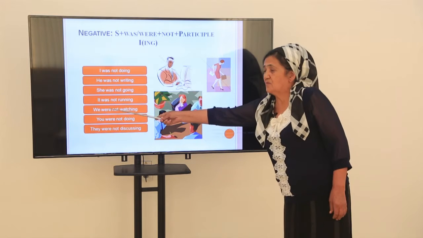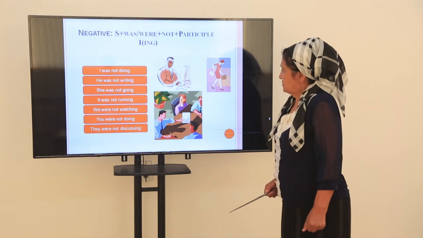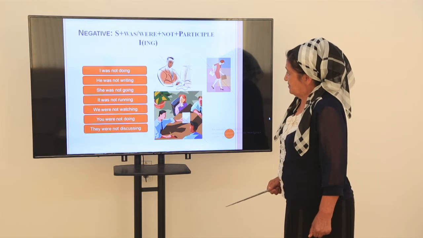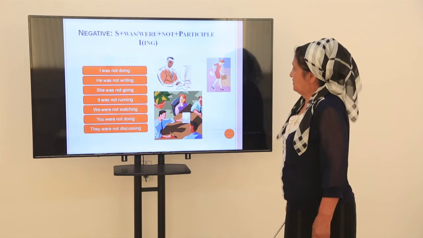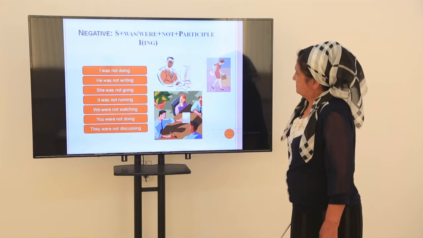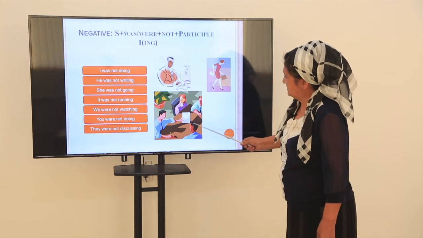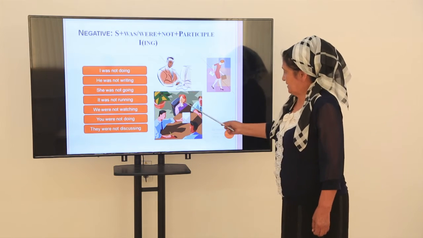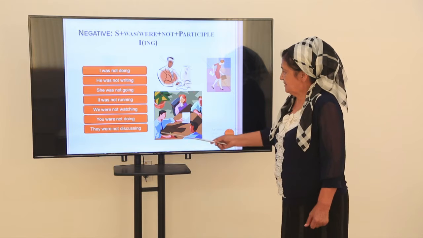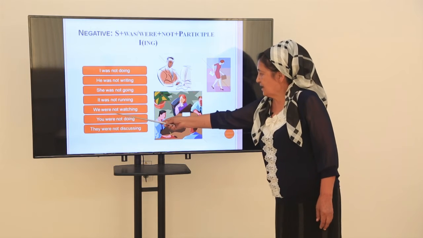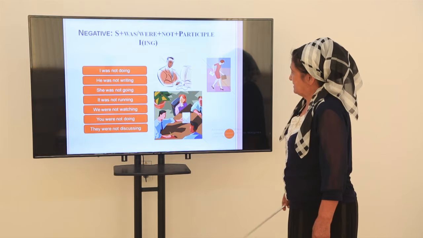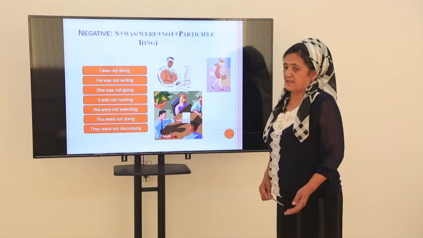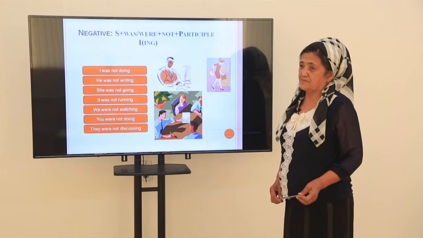It is for a dog. You may say dog. But here, he is masculine, she is for feminine, yes? We were not watching. It is in plural. After the verb were, we use the negation not. It is negative. They were not discussing a problem at 5 yesterday.